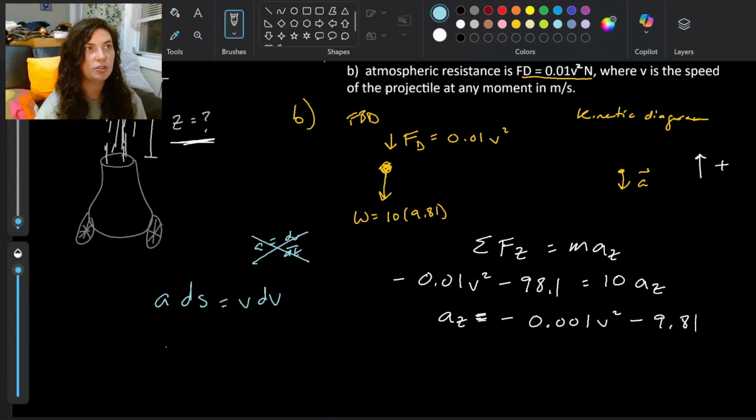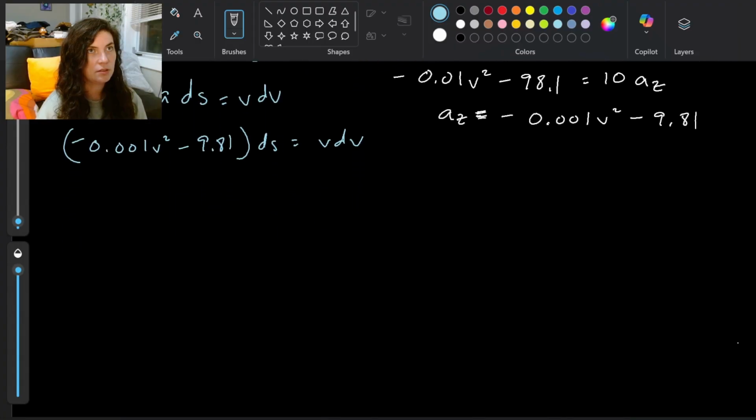I can go ahead and substitute that in over here. Negative 0.001 v squared minus 9.81 ds equals v dv. I'm going to rearrange this, and I am going to go ahead and substitute in my z's for my s's because that's the direction we're working in. Right? It's just a position. I'm going to say dz equals, and I'm going to divide all this stuff over to the other side, v dv over negative 0.001 v squared minus 9.81.